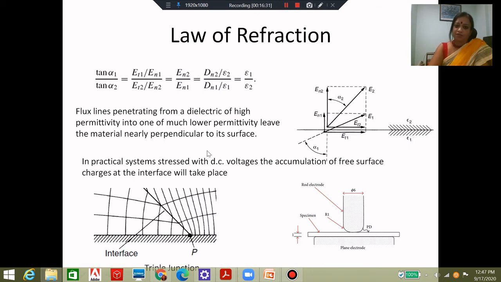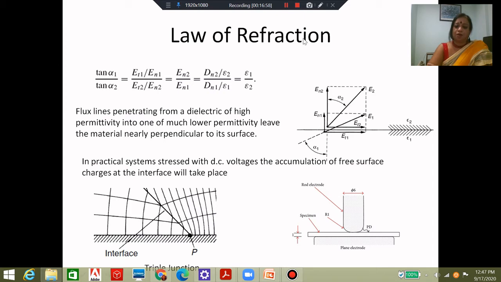But right now for these discussions, where we are concentrating on the nature of field intensification, mainly due to the difference in the dielectric constants of the material, we will not consider free charges. In a practical situation, we will have to do that. In practical systems stressed with DC voltages, the accumulation of free surface charges at the interface will take place. Now, forget about the free charges.